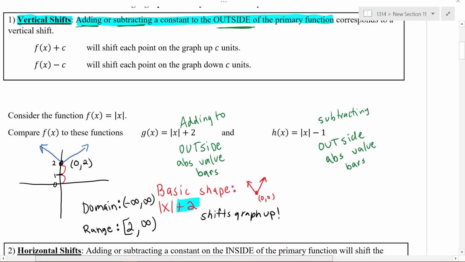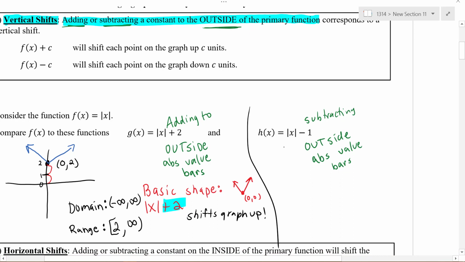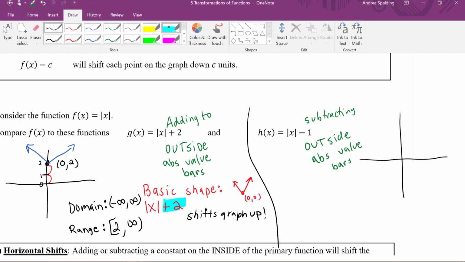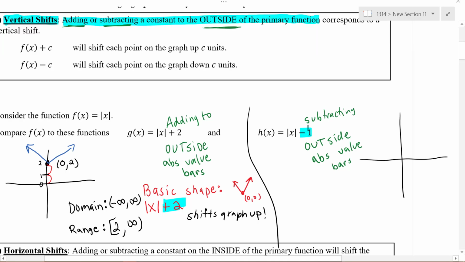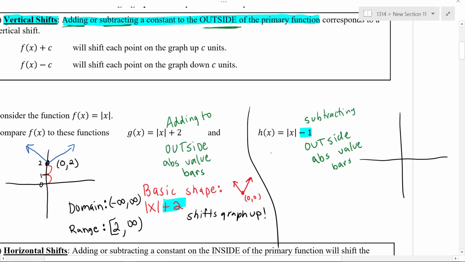If you had this on a test, what would I be expecting? h of x equals absolute value of x minus 1. So we'll graph that absolute value function. I notice that I am subtracting a 1 on the outside of that basic shape. So that's going to tell me that I'm going to shift the graph down.